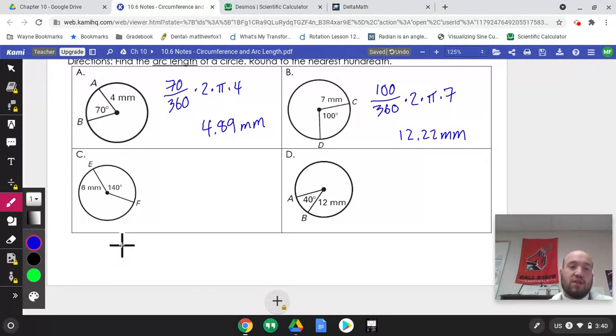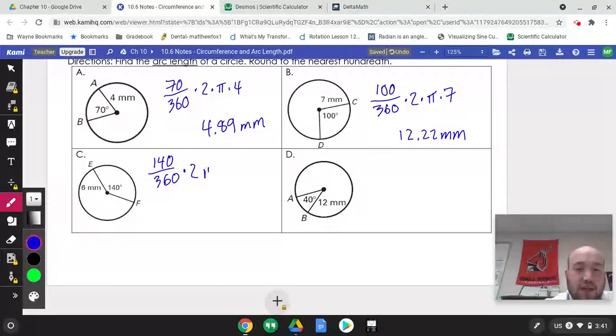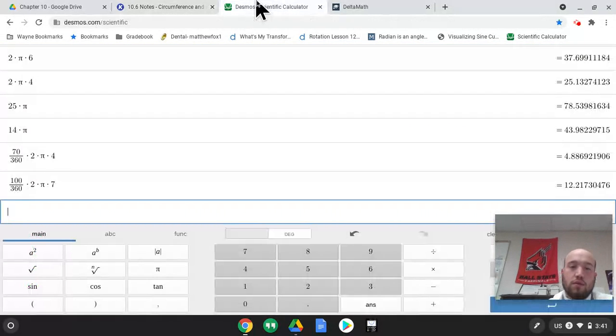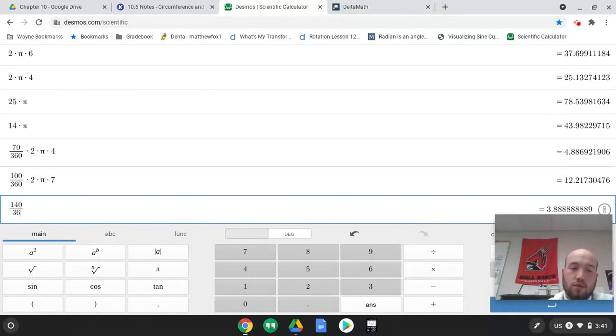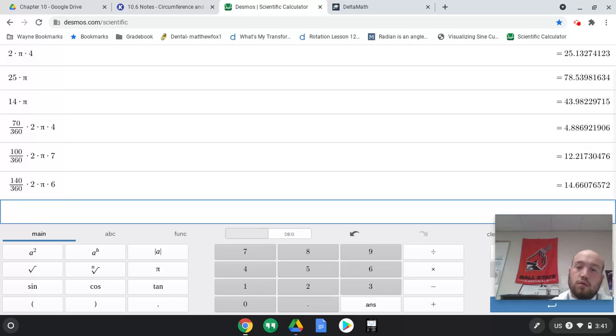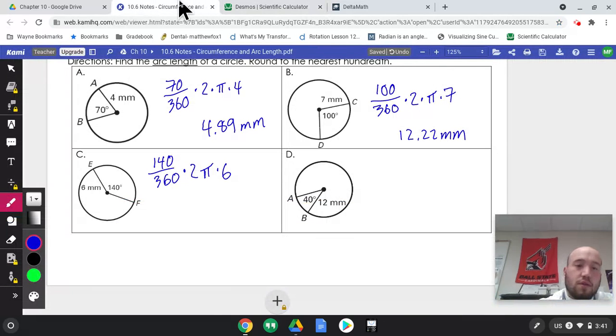Okay, almost done. We got 2 more, and that's all I got for today then. So same thing, 140 over 360 times 2 times pi times 6. $14.66 is what we'll get.